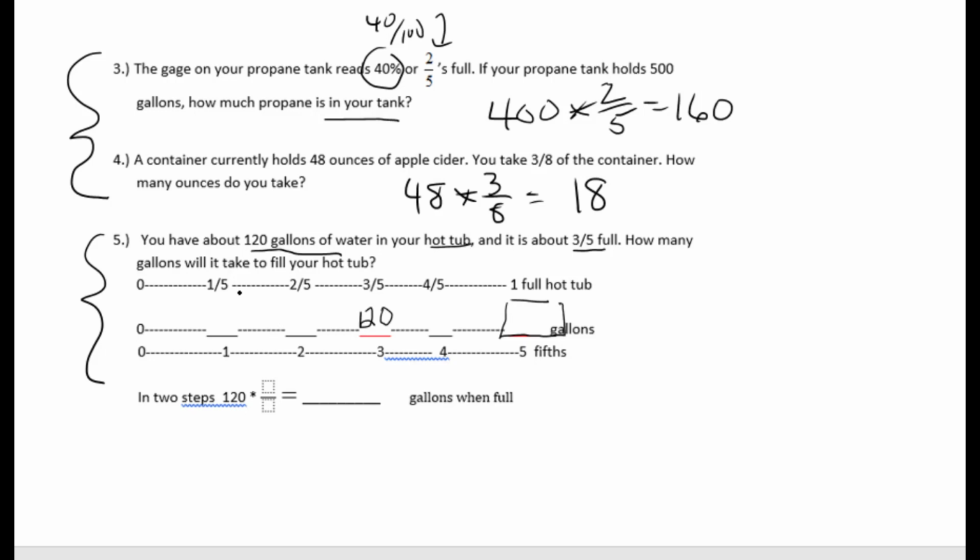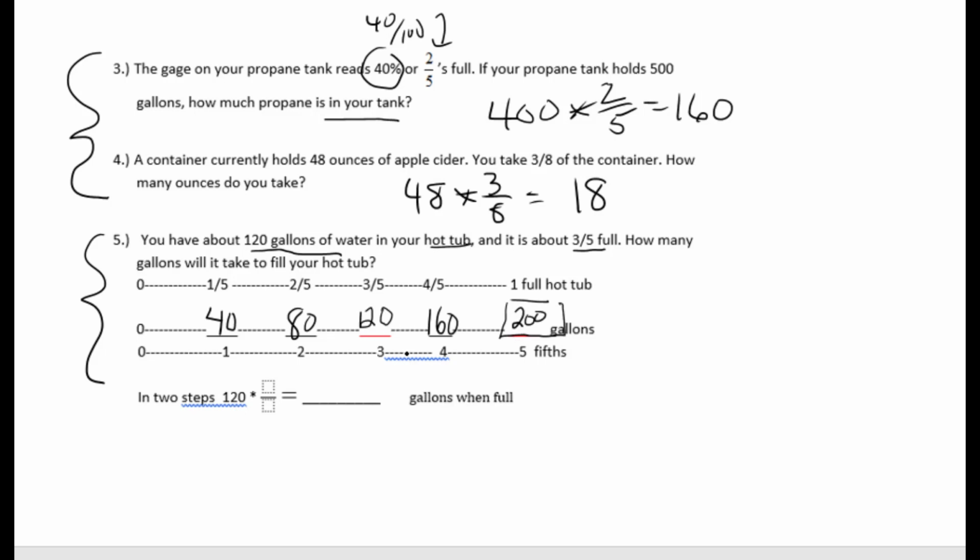These number lines are useful in a situation like this. Well, I can't go from 120 to, I don't know, but I can go backwards, right? If I know that 3/5 is 120, if I divide this by 3, I get 1/5, which is 40. And then 2/5 would be 80, 160, and finally 200. So the hot tub holds 200 gallons.